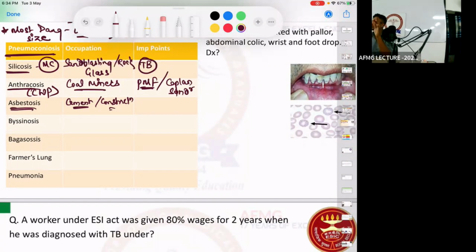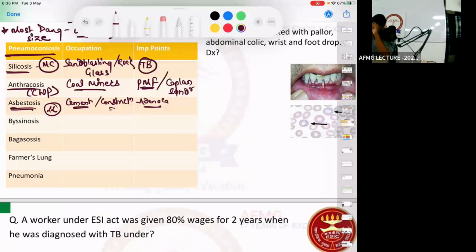Important: all pneumoconiosis will damage the upper lobe, except one, and that is asbestosis. Asbestosis damages the lower lobe. Now, important points about asbestosis. Asbestosis is associated with which cancer? Most common is bronchogenic carcinoma, say adenocarcinoma.